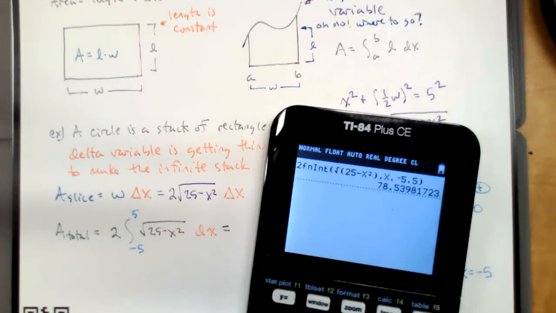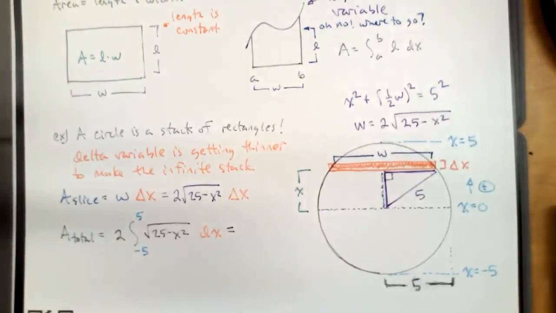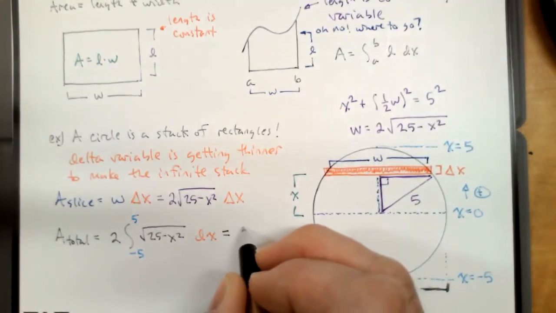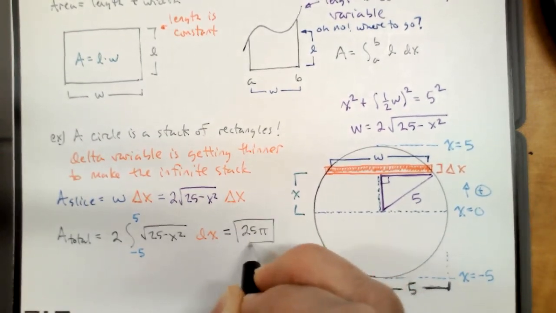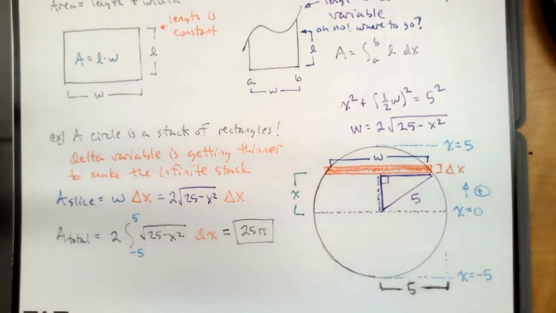78.53. This should be some multiple of pi. Looks like about 3 times 5 squared. If I divide out the pi, there's my 25. There's a 0.00, a bunch of 2s, there's a 28 out there. This is your calculator saying, no, 25. So we get an area of 25 pi, just as we had foreseen.